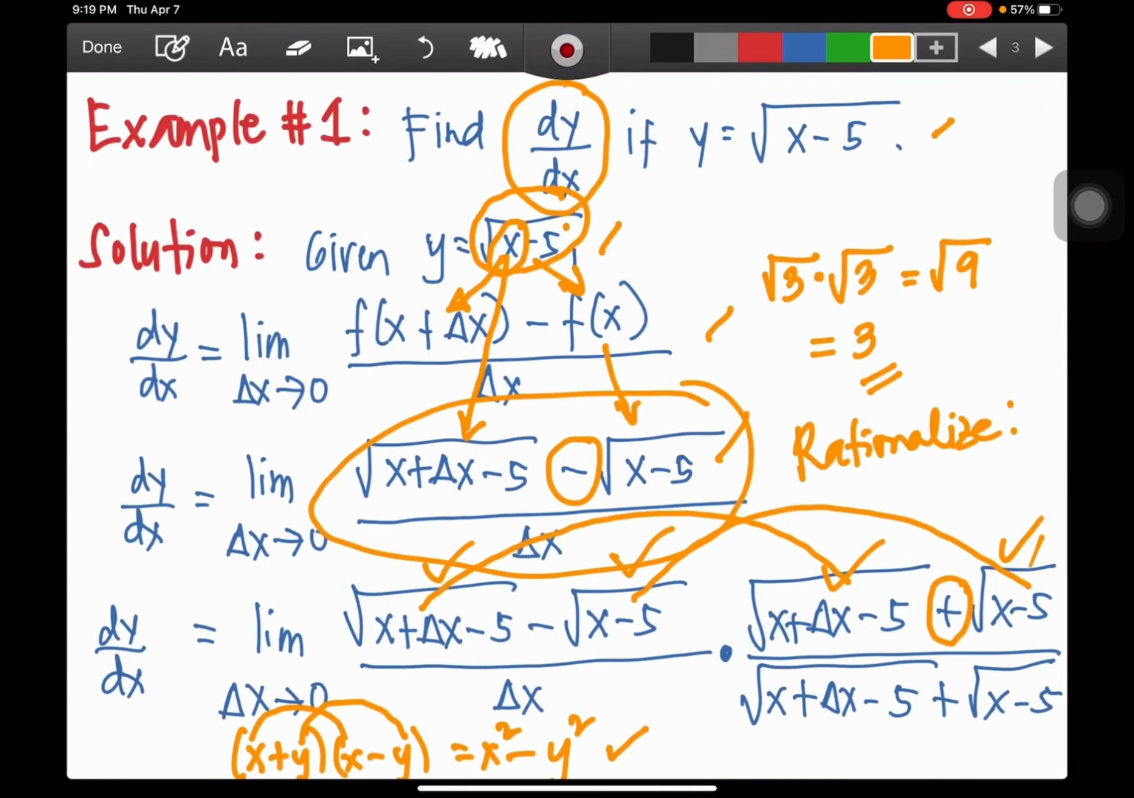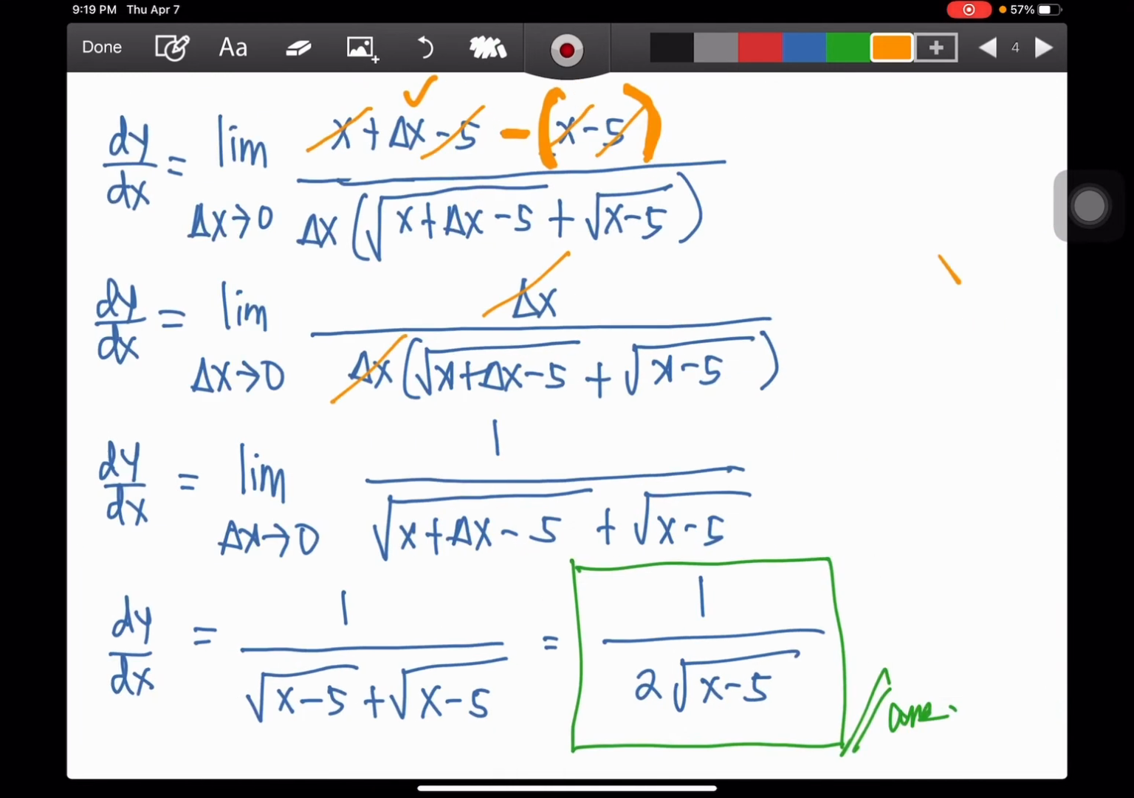Then just multiply delta x by the square root of x plus delta x minus 5 plus the square root of x minus 5. So we can do cancellation now because we can cancel x minus x and negative 5 plus 5. The result of negative times negative 5. So the leftover in the numerator is delta x, which can be cancelled with the delta x in the denominator. So the leftover is the limit of 1 all over the square root of x plus delta x minus 5 plus the square root of x minus 5 as delta x approaches 0.